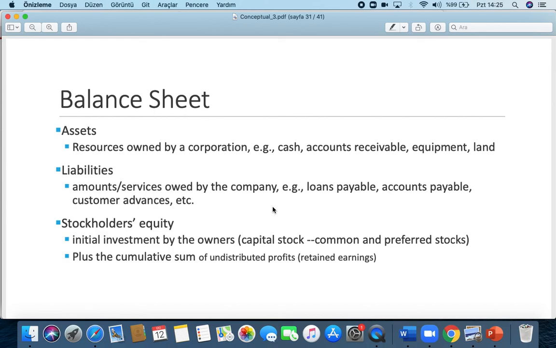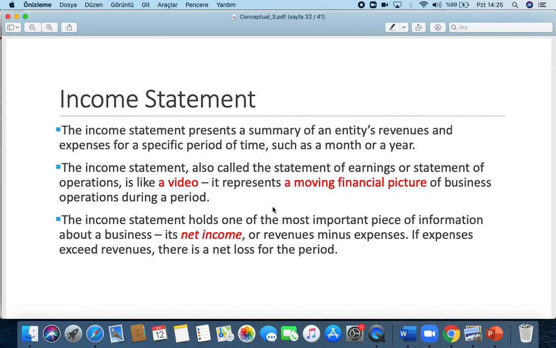Okay. What about the income statement? And watch out the difference. The income statement is a summary of the entity's revenues and expenses for a specific period of time. Look, this is totally different from the concept of balance sheet because balance sheet was a picture. It was as of a specific date. However, the income statement is for a specific period of time.